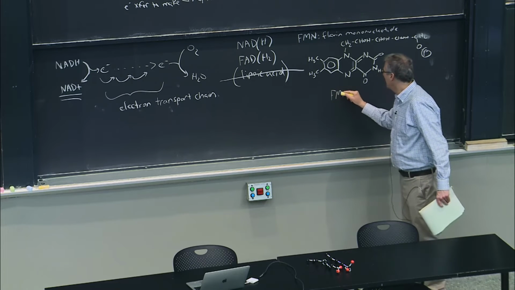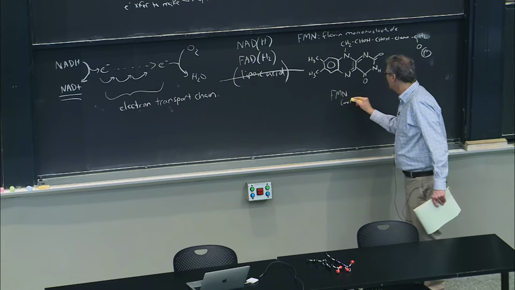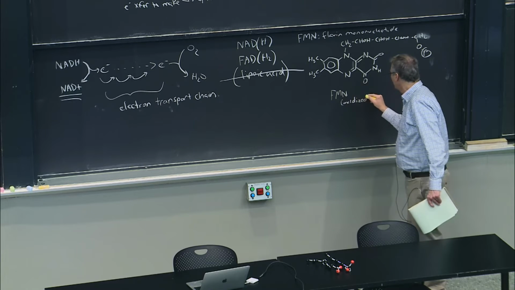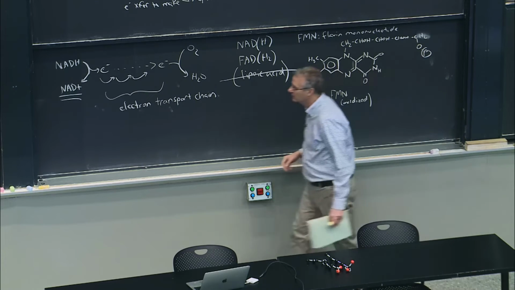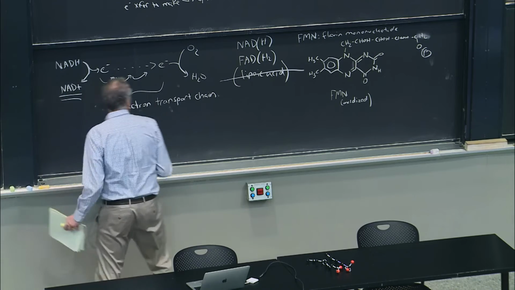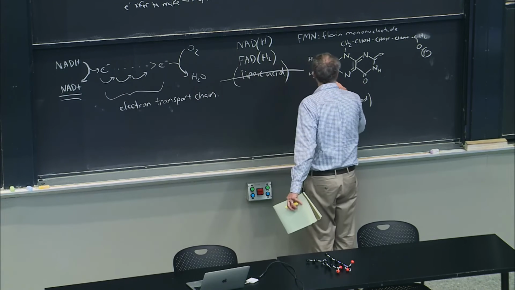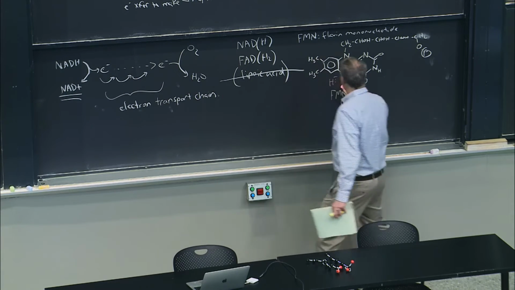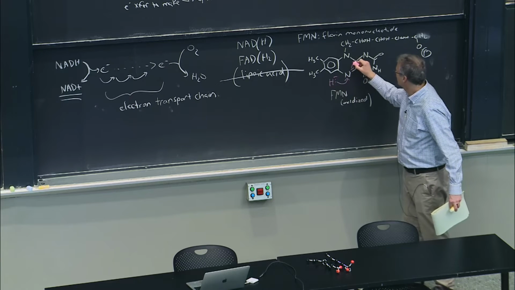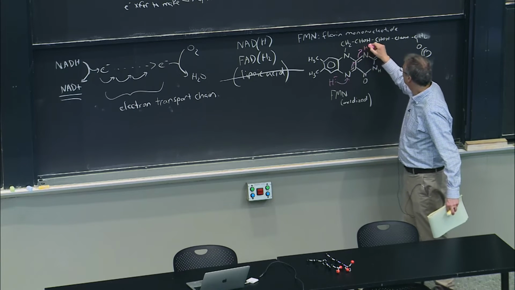This is FMN in the oxidized form. And just like FAD, it can accept an electron pair. So here's our hydride ion, 2 electrons.